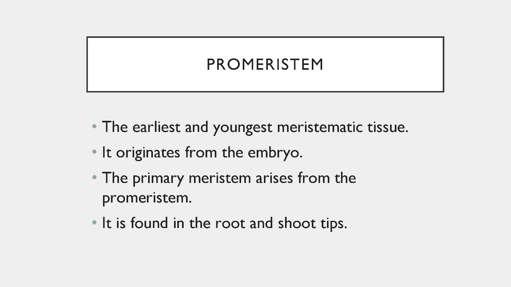Promeristem is the earliest and youngest meristematic tissue. It is found in the root and shoot tips, which originates from the embryo, and the primary meristem arises from the promeristem.